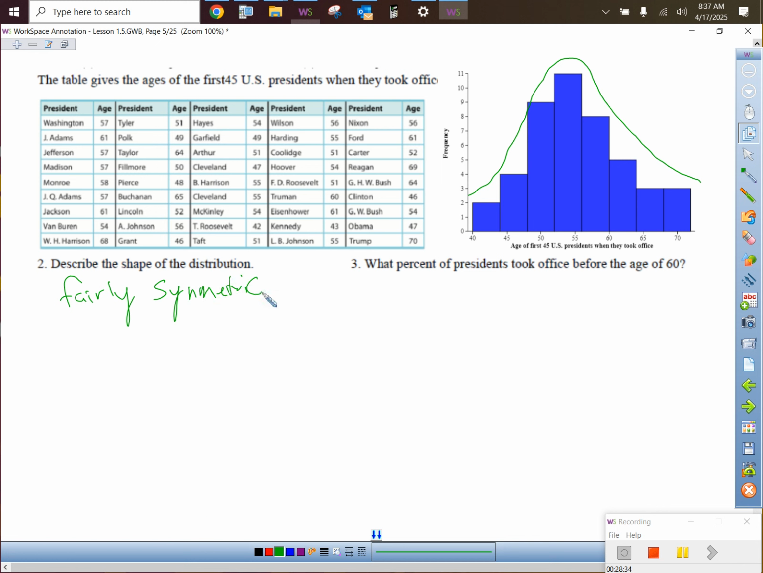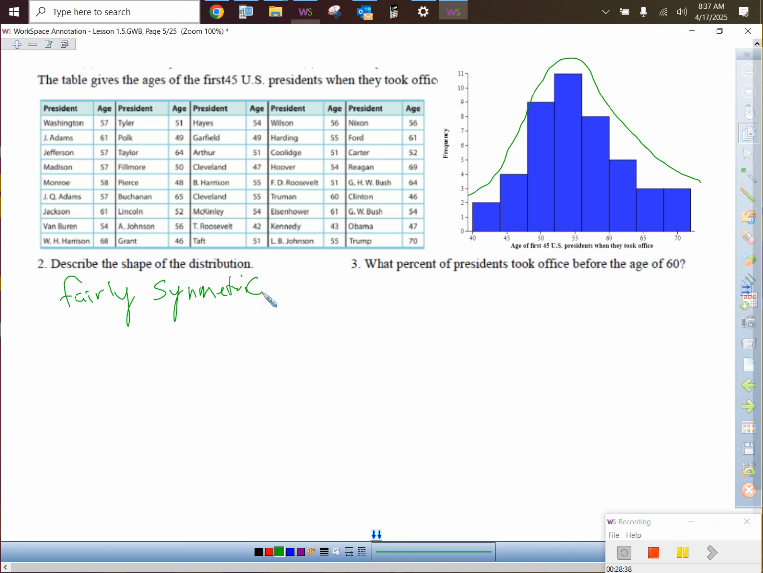It's on the right side of that chart that I gave you. I snipped it out. Did they ask you that on this or not? Nope. I wanted to do it anyway. So we made that. Your question on your worksheet says, what percent of the presidents took office before the age of 60? Is that the only question you got? I just think it's good to always describe the shape. Before the age of 60.